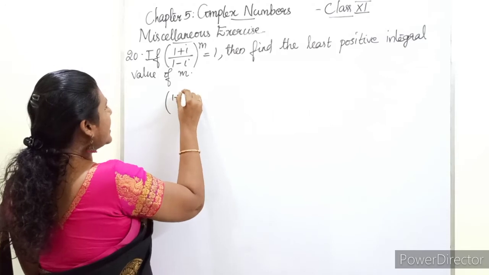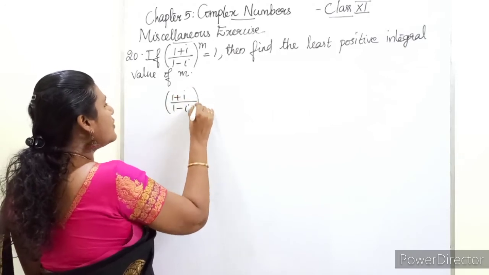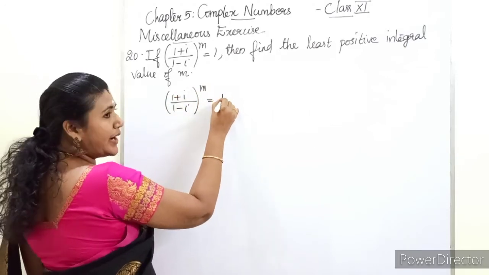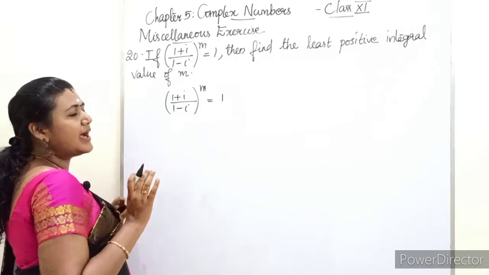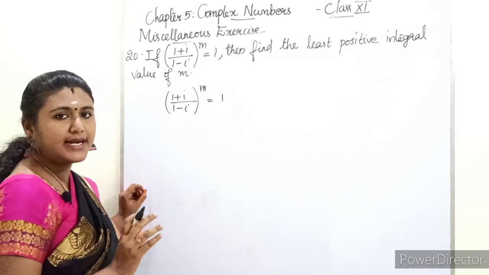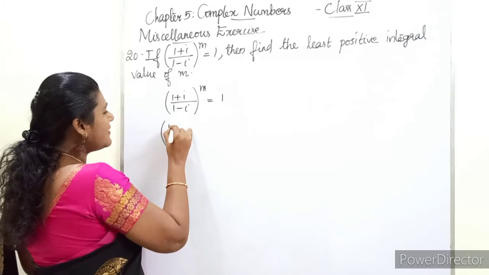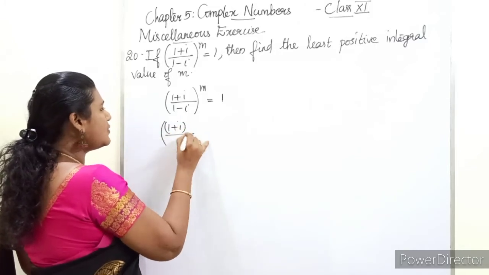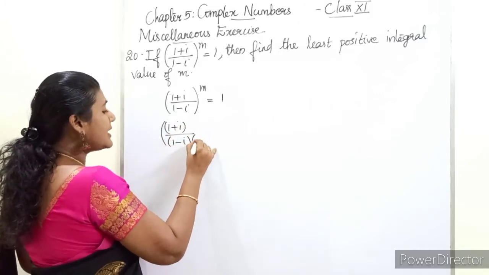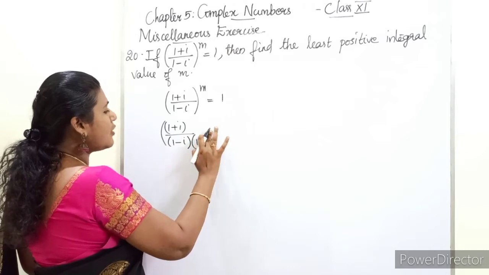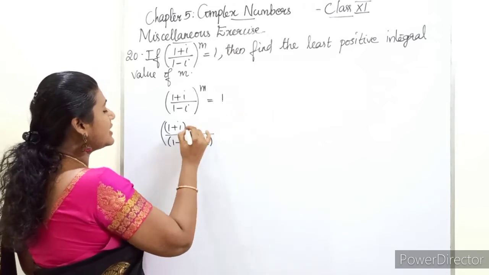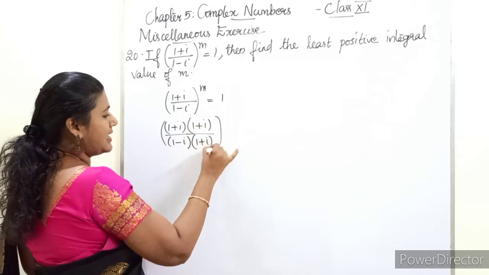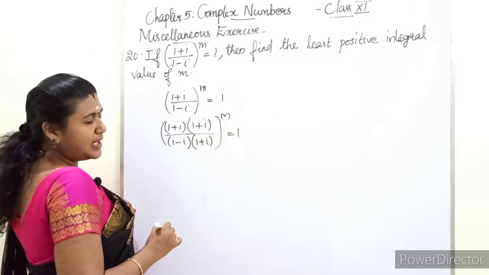So we will start with this, that is (1 plus i by 1 minus i) the whole power m is equal to 1. So first we will simplify the complex number inside the bracket. So how will you simplify? We will multiply both numerator and denominator by the conjugate of the denominator. So what is the conjugate of the denominator? 1 plus i.